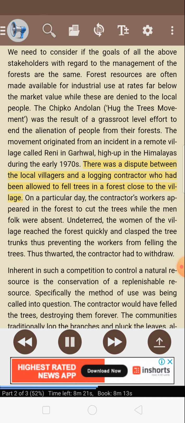There was a dispute between the local villagers and a logging contractor who had been allowed to fell trees in a forest close to the village. On a particular day, the contractor's workers appeared in the forest to cut the trees while the menfolk were absent. Undeterred, the women of the village reached the forest quickly and clasped the tree trunks, thus preventing the workers from felling the trees. Thus thwarted, the contractor had to withdraw.